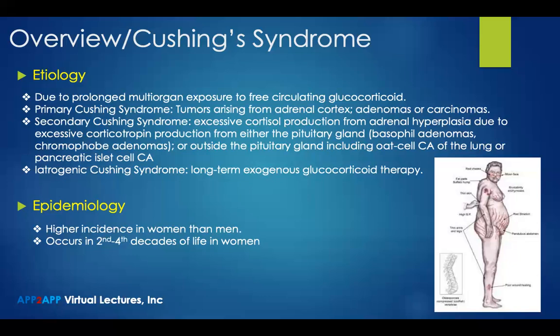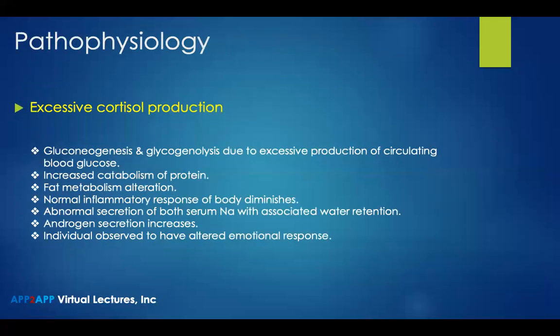Epidemiology, it's usually seen in more women than men, and it can occur in the 2nd to 4th decade of life in women. And here are some of the classic findings of what you would see on objective findings, which we'll be reviewing. So in looking at the pathophysiology, again, this is due to an excessive cortisol production.